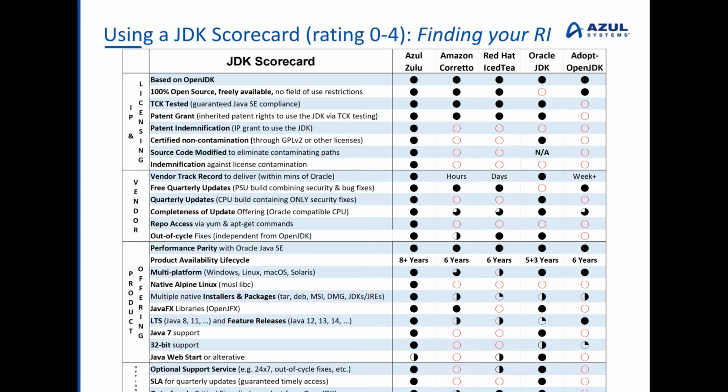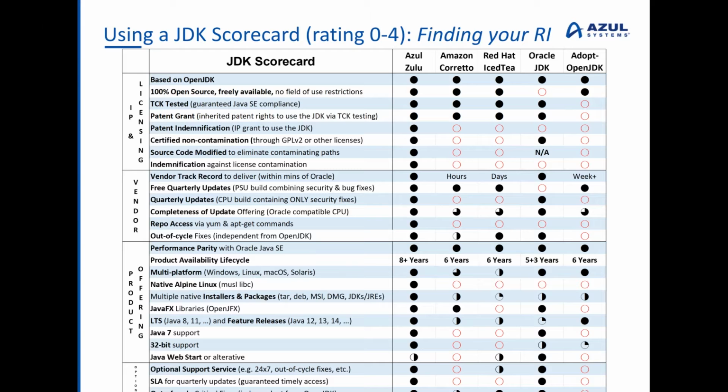You can go through this criteria. So the criteria on the left, I've started with a section around IP, intellectual property, and licensing considerations. These are the questions around, is this truly an open source and freely available distribution with no field of use restrictions? Are there TCK testing guarantees? Is there guaranteed patent grants and indemnification that comes with those TCKs? And you can see the scores from other OpenJDK distributions as well as Oracle in the fourth column, and how well these different vendors are doing addressing the specific criteria here.